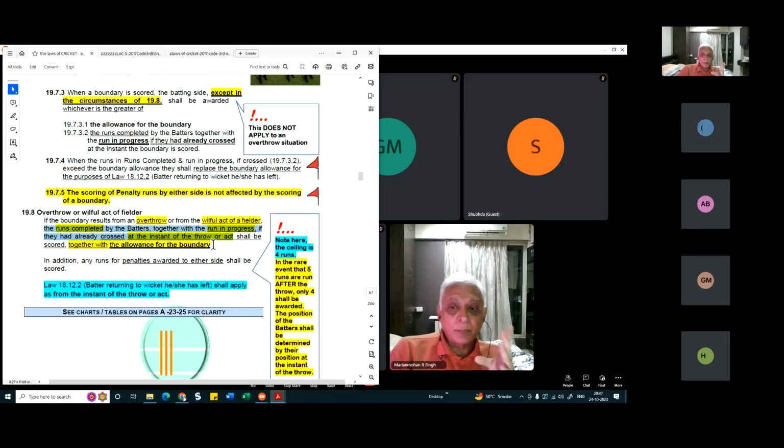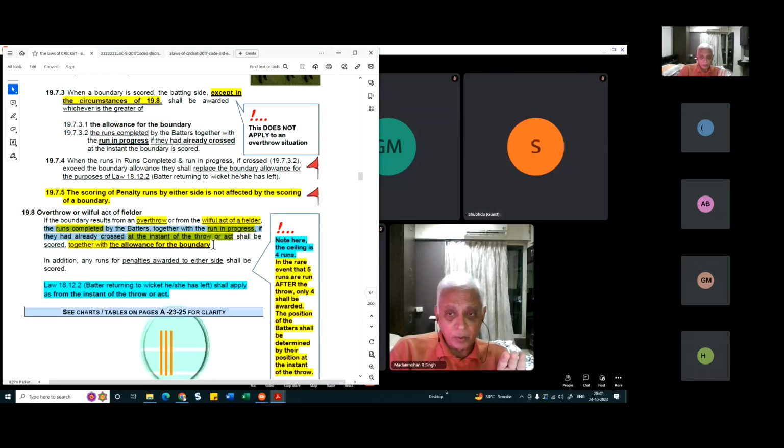Here, the aspect of whichever is greater is not there. So 4 runs is the allowance for the boundary. They say allowance because allowances can differ from place to place. It is flexible, so they don't say 4. They say allowance for the boundary, whatever you may have decided at the time of the toss. So here the ceiling is the boundary allowance.